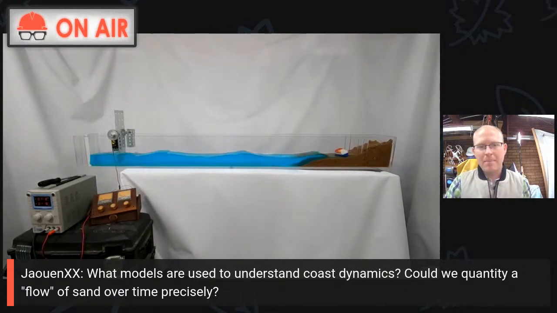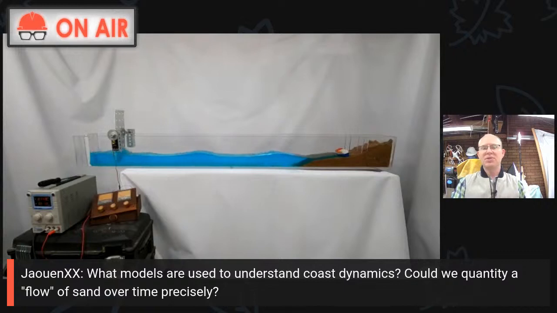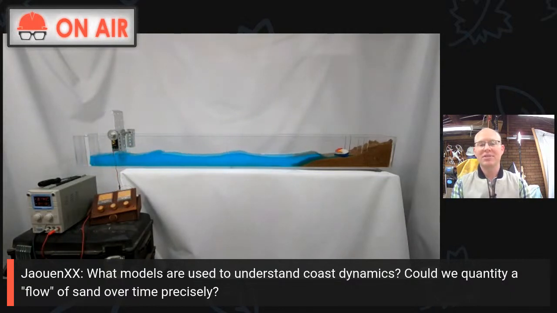Another question from Patreon is, what models are used to understand coast dynamics? Could we quantify a flow of sand precisely over time? And that's a great question too. The answer is yes, depending on your definition of precisely.